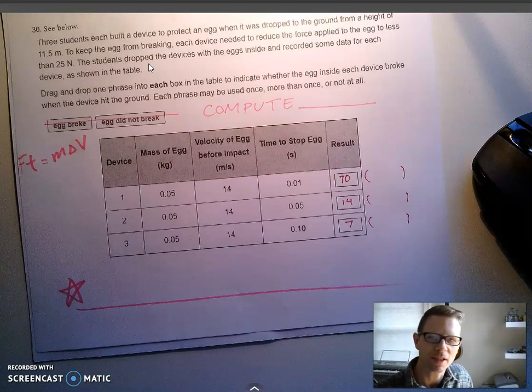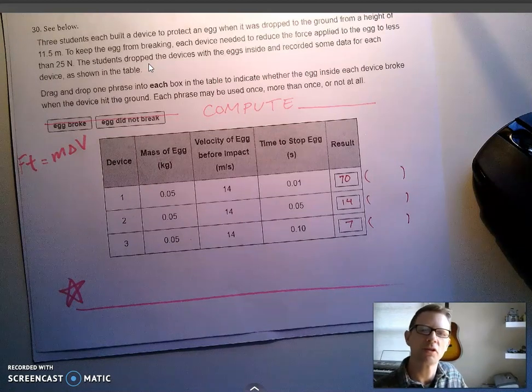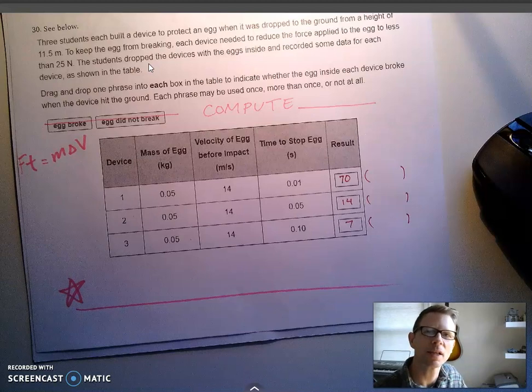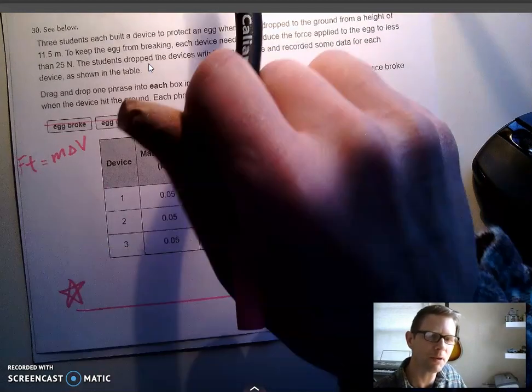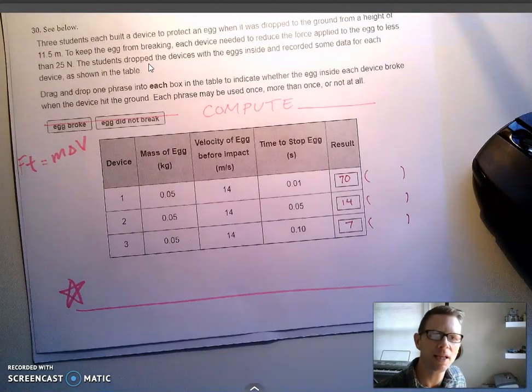Notice that in physics, it's always the same equations over and over again. In every unit, there's 2 or 3, maybe 4 concepts that keep reappearing. And this one keeps reappearing. There's impulse, there's momentum. Impulse is the change in momentum.